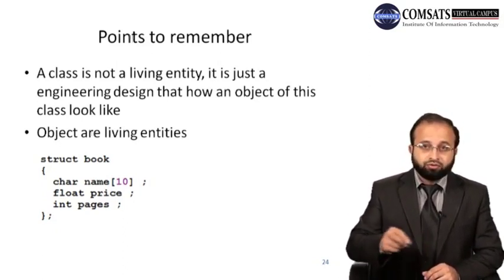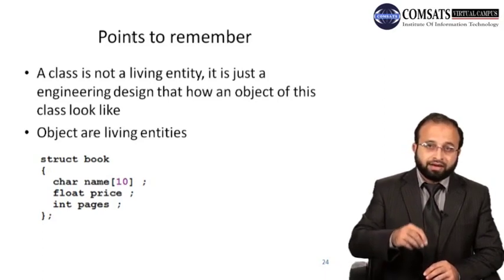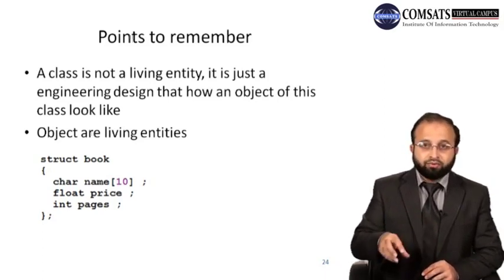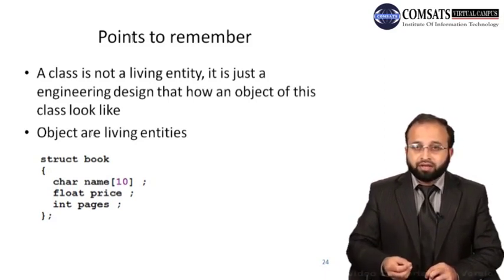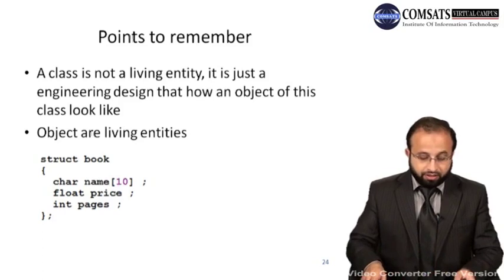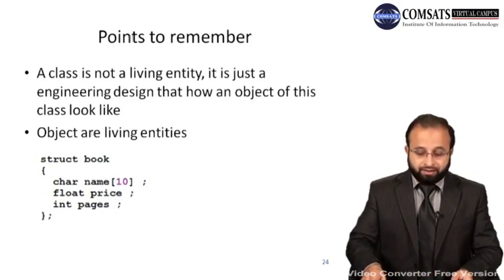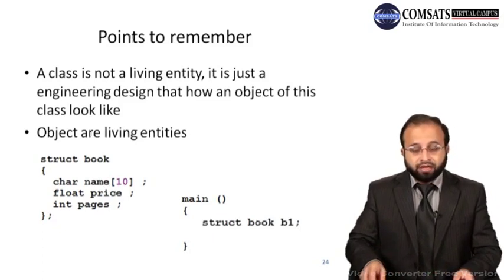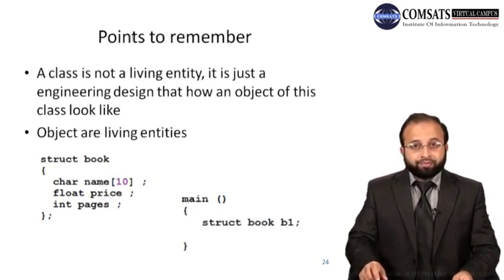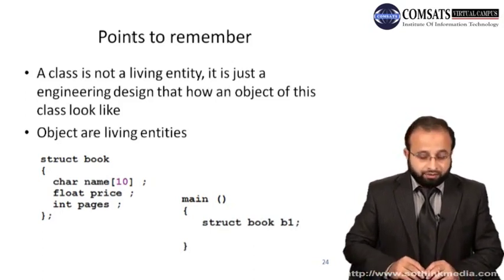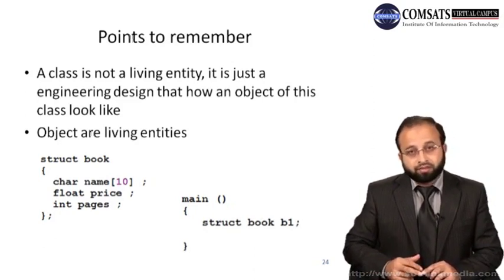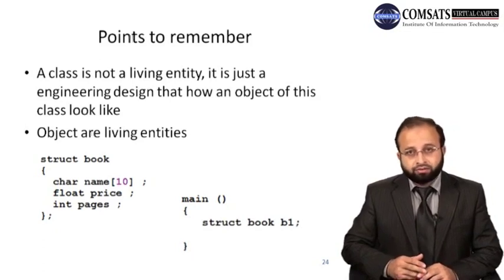So struct book is a user defined class. You define the definition of struct book inside your program, and that is just the definition that tells what happens when a variable of that struct book type is created. For example, you create a variable b1 whose type is struct book, then some space will be allocated in memory for b1, and within that space it has a name that is 10 bytes, price that is 4 bytes, and pages that is also 4 bytes.